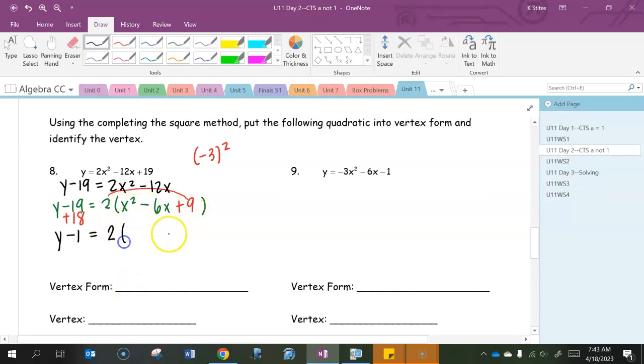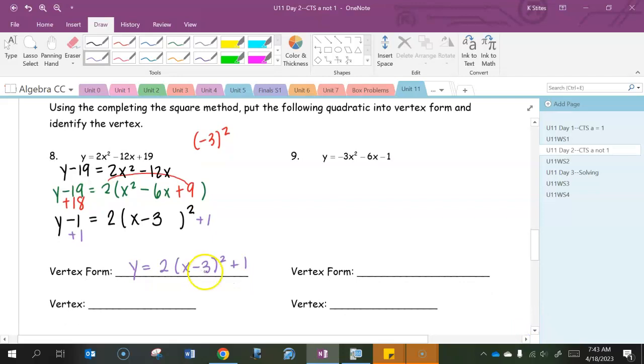On this side, we're going to factor. Again, multiplies to 9, adds to negative 6. It's going to be this negative 3. And finally, add your 1 back over. So we'll have y equals 2 times x minus 3 squared plus 1. And again, when you find your vertex, opposite of the first term, keep the second the same. So there you go.